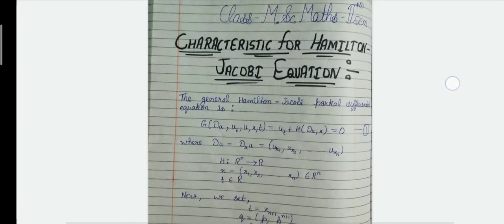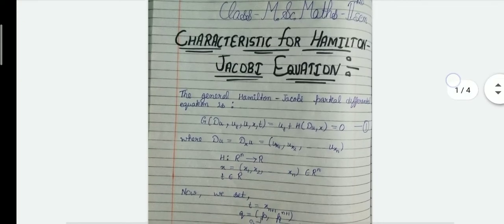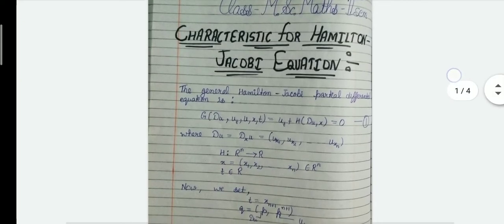Now we define all these terms, where Du equals D_x u, that is the partial derivative of u with respect to x, which equals u_x1, u_x2, and so on up to u_xn, and h defines a mapping from R^n to R, and x is a set of n-tuples, that is x1, x2, up to xn, belongs to R^n, and t belongs to R.